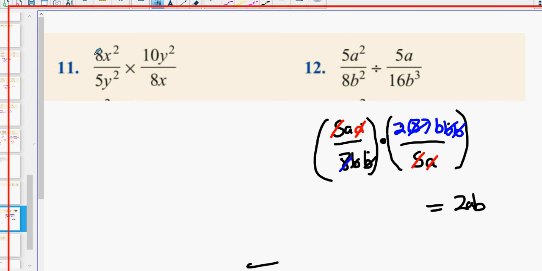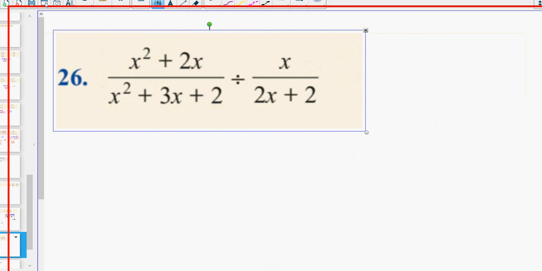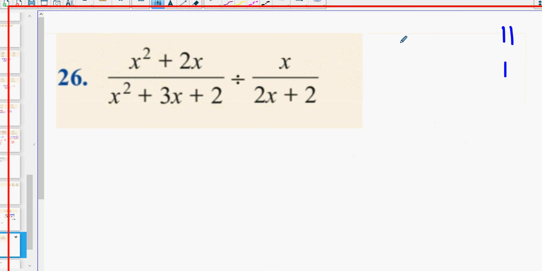Okay? Now, 11 and 12 done. This is where it gets really difficult, let me show you now. Yes, sir. No, I would have got full marks as well that time.